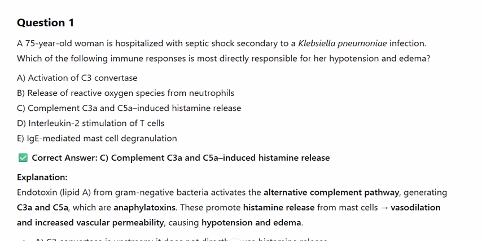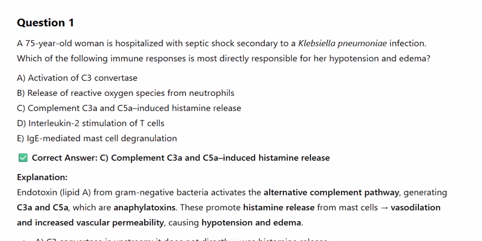Question 1. A 75-year-old woman is hospitalized with septic shock secondary to a Klebsiella pneumonia infection. Which of the following immune responses is most directly responsible for her hypotension and edema? A. Activation of C3 convertase. B. Release of reactive oxygen species from neutrophils. C. Complement C3a and C5a induced histamine release. D. Interleukin-2 stimulation of T cells. E. IgE-mediated mast cell degranulation.